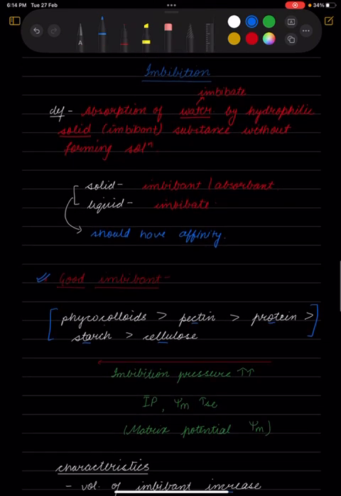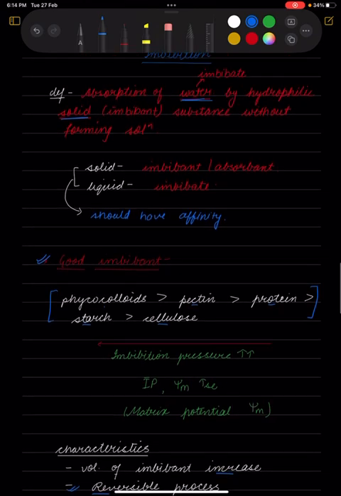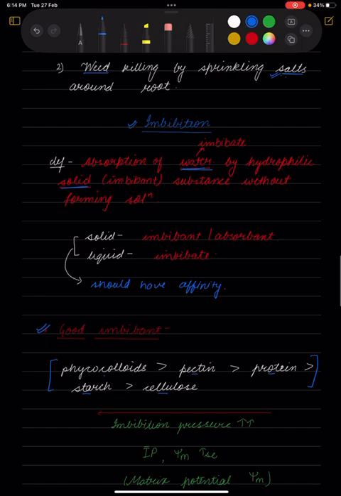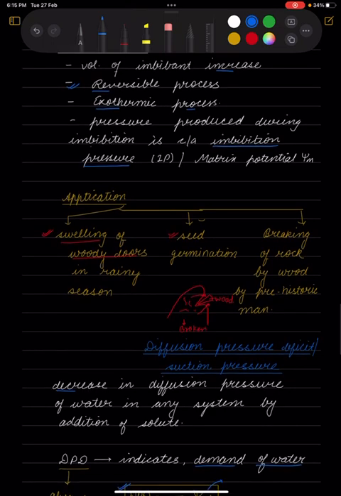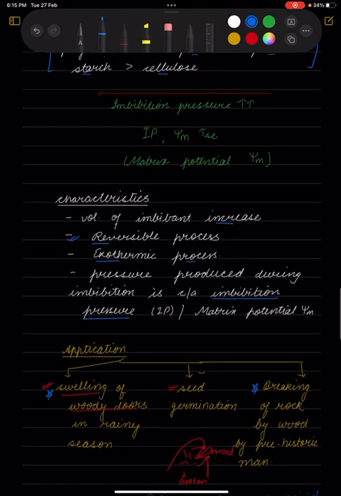Imbibition is the absorption of water by a solid. Okay, you can remember this imbibition by your day-to-day life, like the example of wood in the rainy season, swelling of the woody doors in the rainy season, it is a very good example of that. And the breaking of rock by wood, it is also a very good example. Okay, so it is reversible, an exothermic process, and the volume of the imbibent will increase.